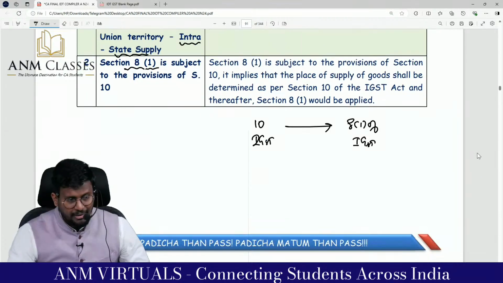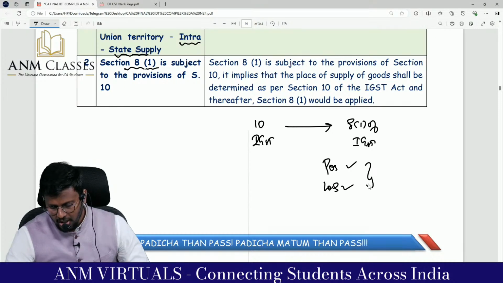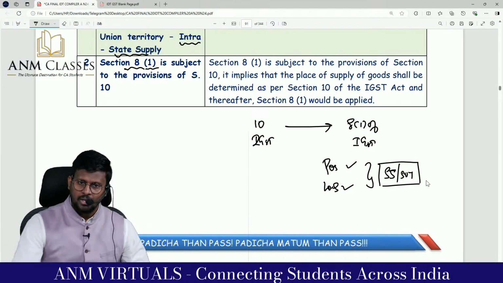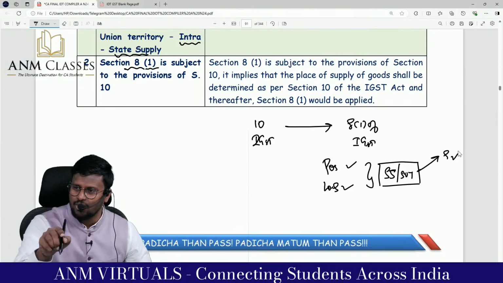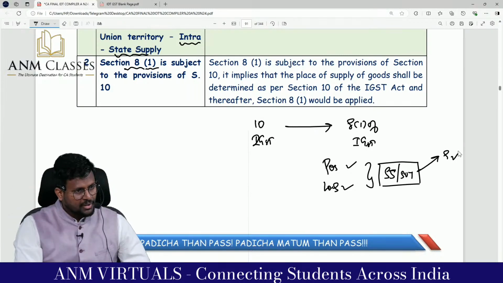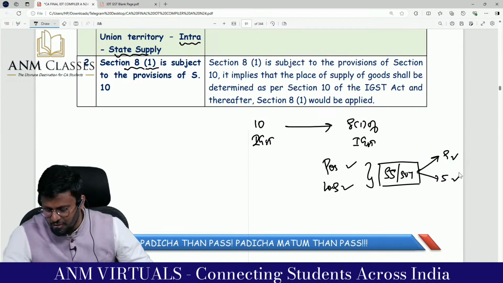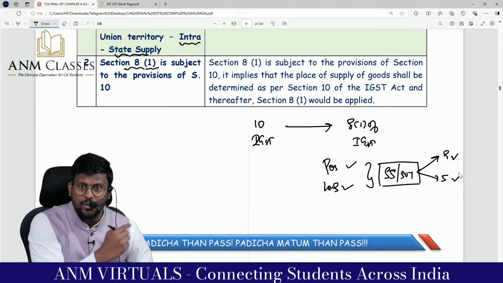Yes, then you will get, my dear lovable students, you will know the place of supply and you will know the location of the supplier. If both are situated in the same state or same union territory, you have to call it intra-state supply. Once it is intra-state supply, you have to fall in section 9 of the CGST Act, right? If both are not in the same state, you have to fall in section 5 of the IGST Act. Comfortable? This is how you have to move in the GST part.